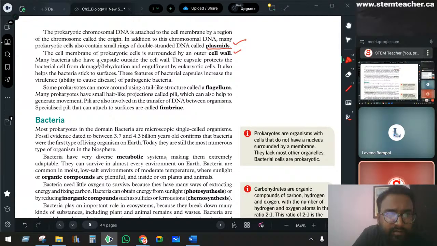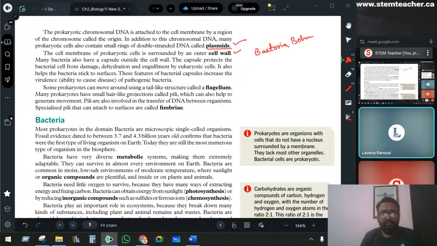Many bacteria also have a capsule outside the cell wall. The capsule protects the bacterial cell from damage, dehydration, and engulfment by eukaryotic cells. It also helps the bacteria stick to surfaces. Normally, he is explaining the bacteria behavior.